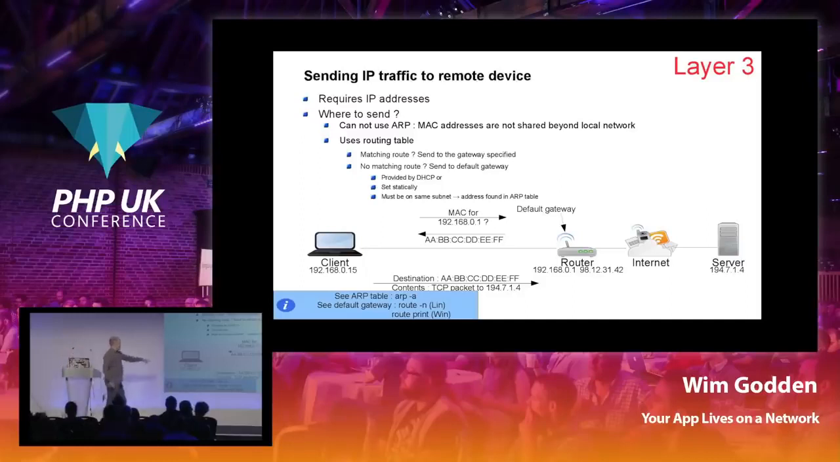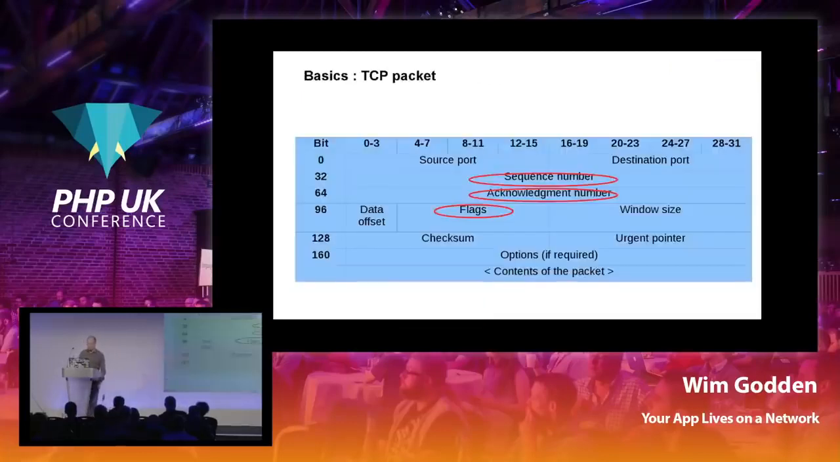You can see the full ARP table on any operating system with arp -a, and I already said route -n or route print. So let's have a look at TCP packets, because we use those all the time. HTTP is sent across TCP. So this is what a TCP packet looks like. The content is here. Above that are a lot of headers, and they're all important, but I want to focus on three now, which is sequence number, acknowledgement number, and flag.